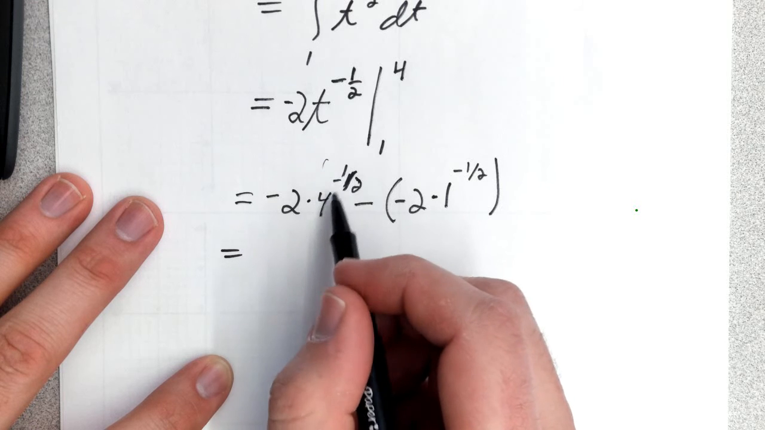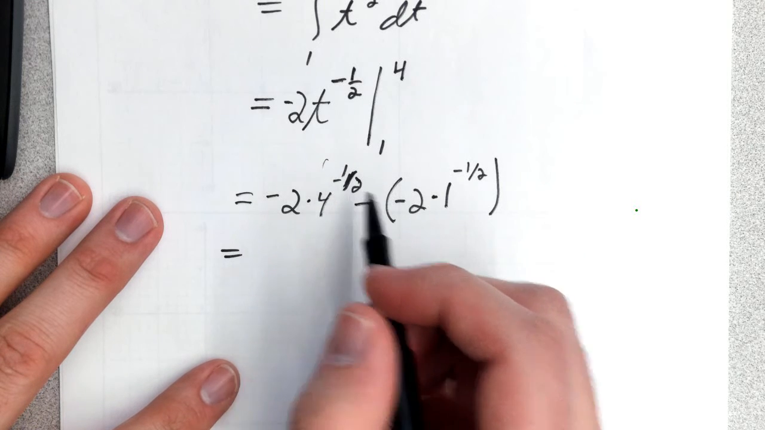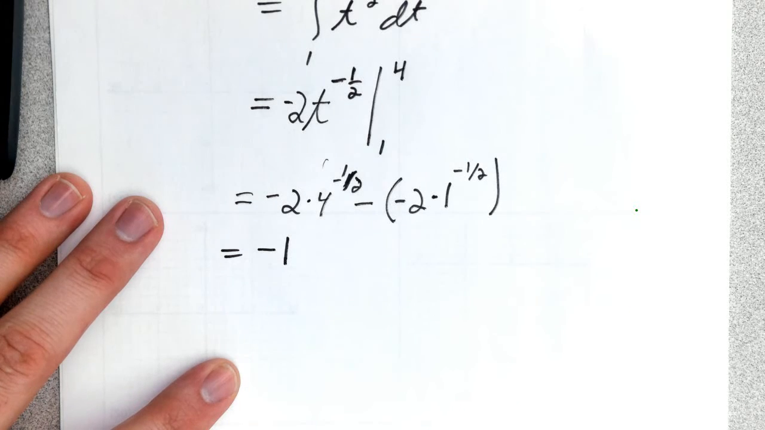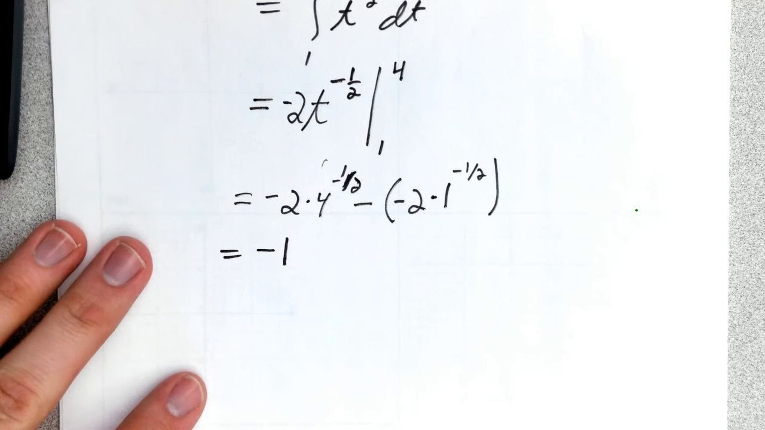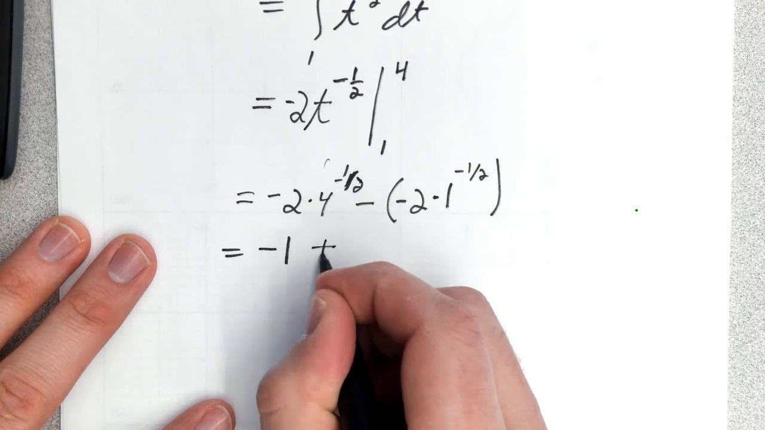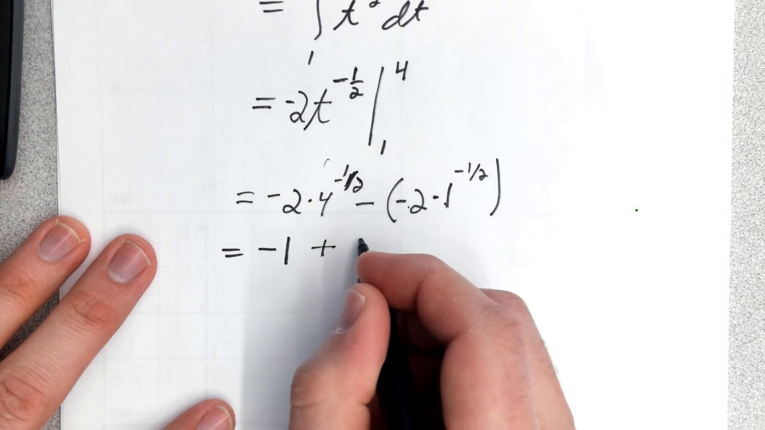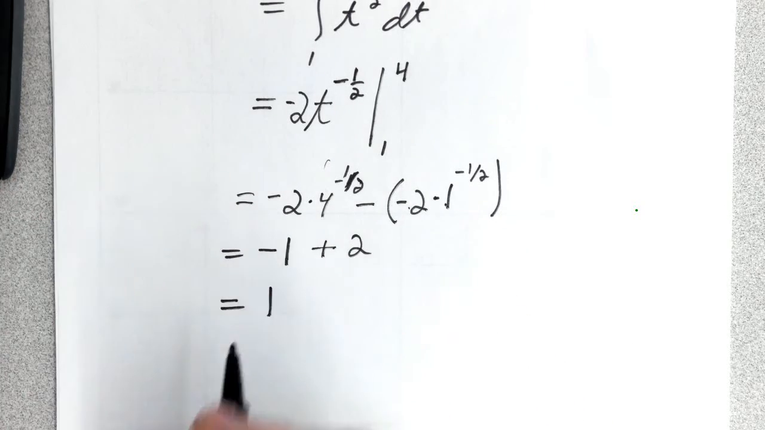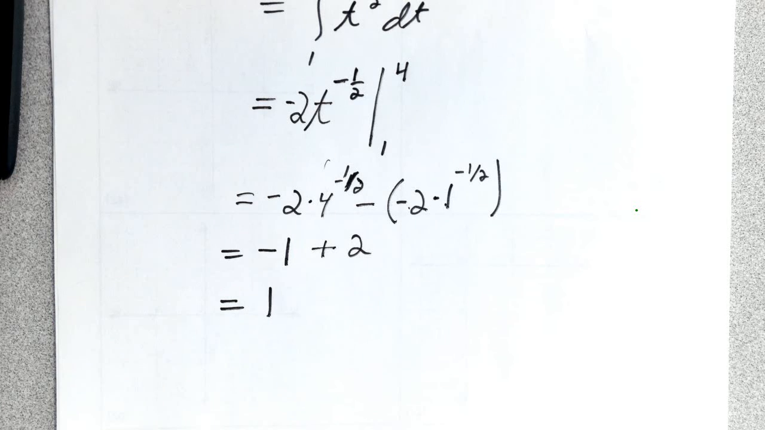Okay, so I've got negative 2 times, this will be 1 over 4 to the 1/2, so 1 over the square root of 4, which is 2, so 1 over 2. So I'm thinking negative 1. Negative 2 times 1/2, so negative 1. And then this will end up being plus 2 times 1, so just plus 2. So I think it's just 1. Yeah, that's what they got in the answer book.